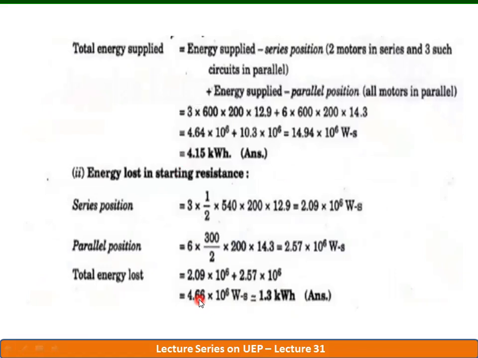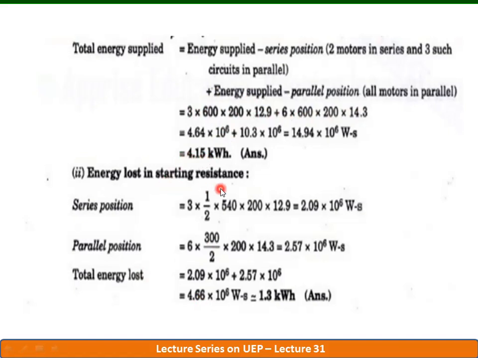The energy supplied is equal to energy supplied in series position, two motors in series with three such circuits in parallel, plus energy supplied in parallel position, all motors in parallel. Considering 3 motors, 3 into 600 into 200 into 12.9, plus 6 into 600 into 200 into 14.3. Each motor takes 600 volts and 200 ampere current, and time required is 12.9. Finally, we got 4.15 kilowatt hours total energy supplied.